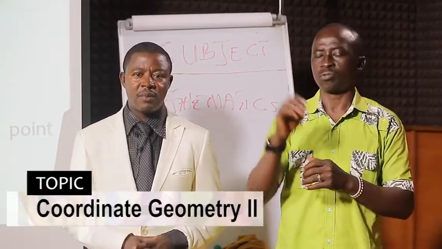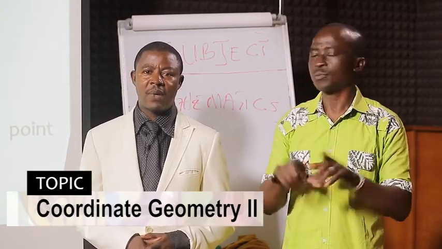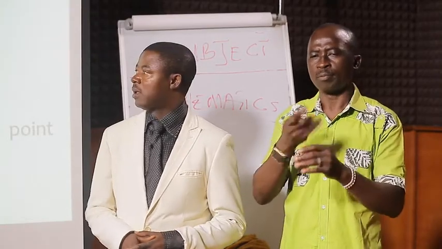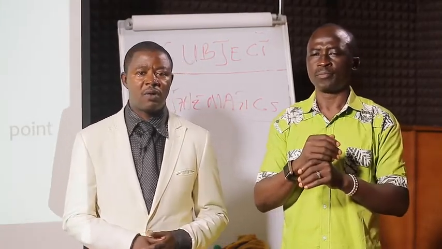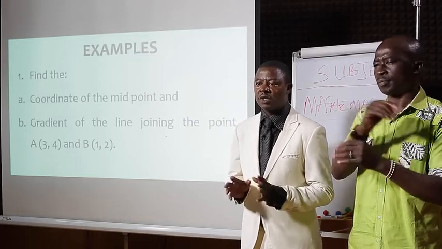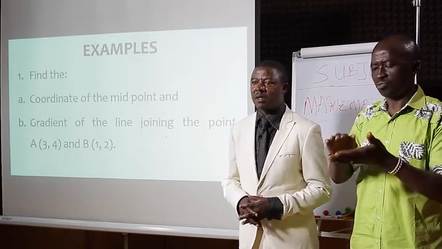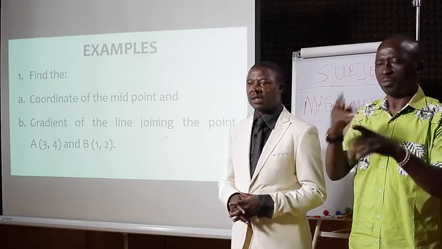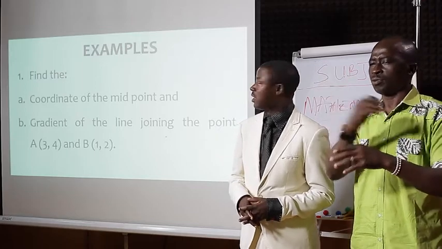Now let's cite examples so that we'll be able to apply the formula to find the bisector of a line segment, which is popularly known as the midpoint of a line, and also the gradient, or sometimes we call it the slope. We can equally call it even tangent. Those that are in physics, we mostly call gradient tangent or slope. They mean the same thing.